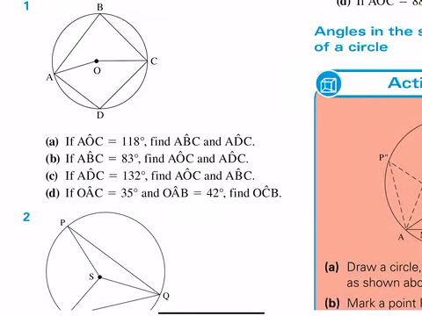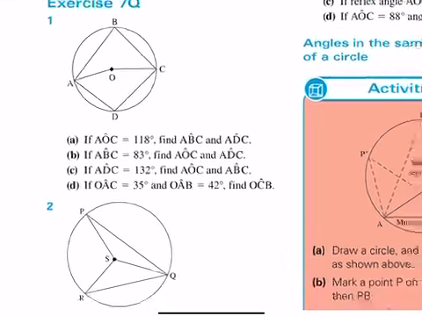AOC. This is 118. 2 dots, 2 points on the circle, extending to the center. Those 2 same points extending to another point on the circle. That means this angle is double of that angle. So if this is 118, what is this angle? 59. That is correct. All right.